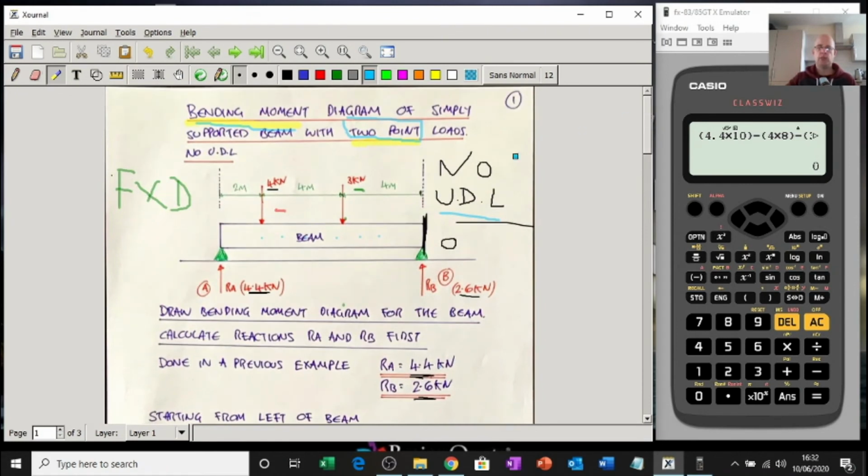The next one was going to be a bending moment diagram with the UDL in it. So I'll use the same one as I did before with the UDL. So that'll be coming shortly. Over and out.